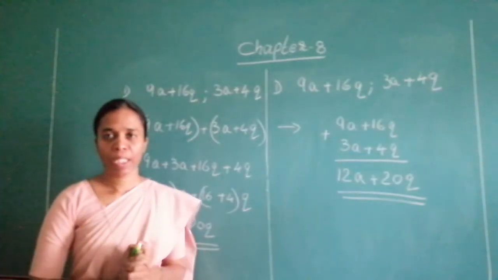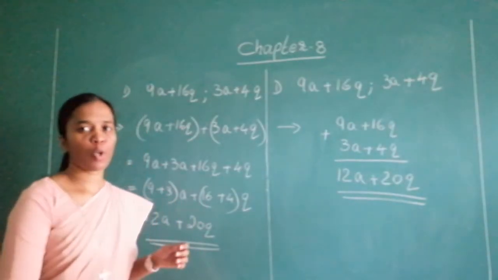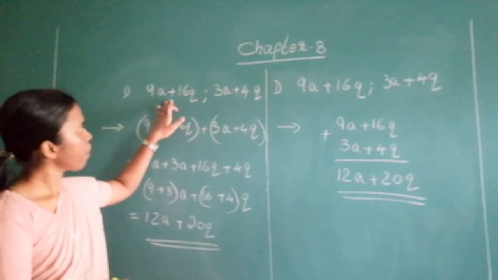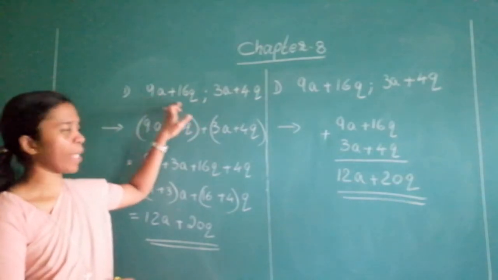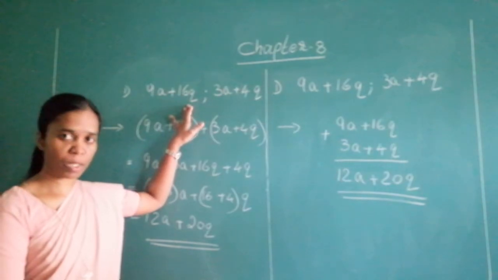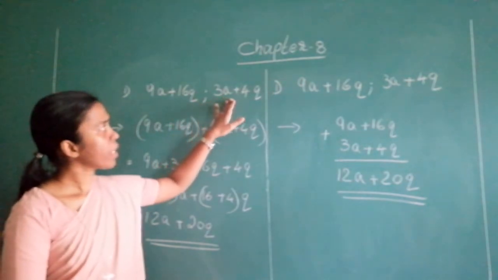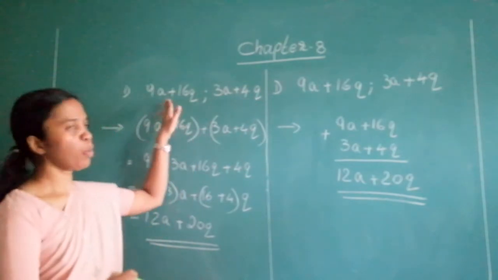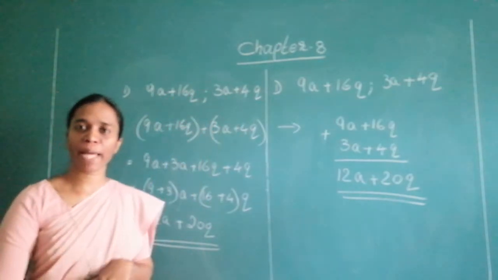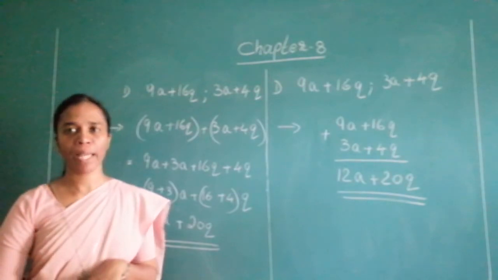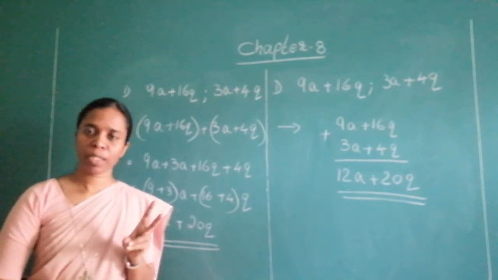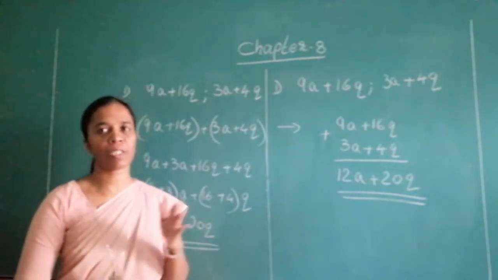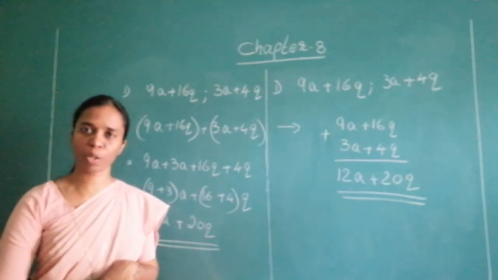Now let us see how to add binomials. You can see here 9a plus 16q. This is a binomial because there are two terms in it. 3a plus 4q, again a binomial. So I have two binomials and I want to add them. How can I add them? There are two methods, the horizontal method and the vertical method. Whichever you are comfortable with, you can do it.